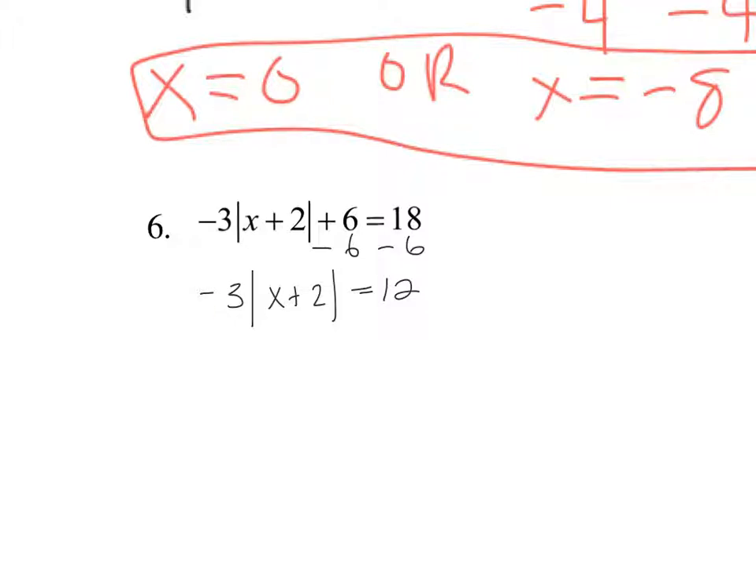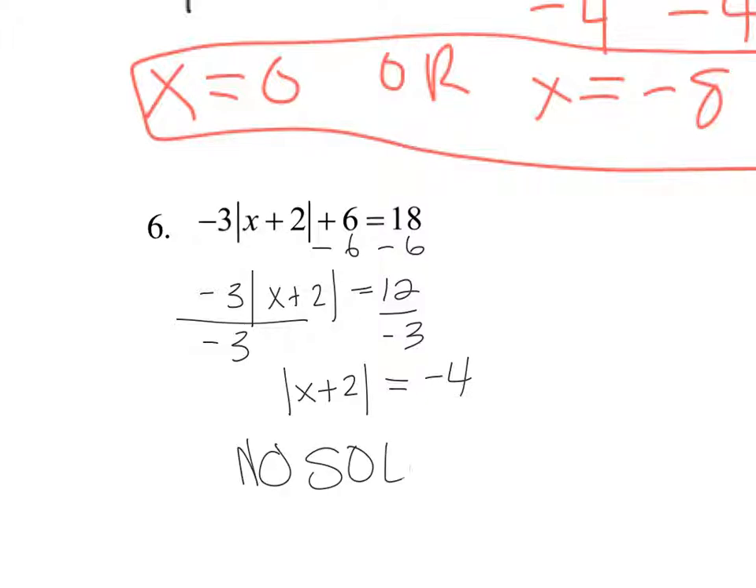Now a common mistake is for people to add, but this is being multiplied, so you have to divide by negative 3 from both sides. So you're going to get the absolute value of x plus 2 equals negative 4. So at this point you would normally split off and do x plus 2 equals negative 4 and x plus 2 equals positive 4. But remember that you have a distance equals a negative number. You can't do that, so this is actually no solution.